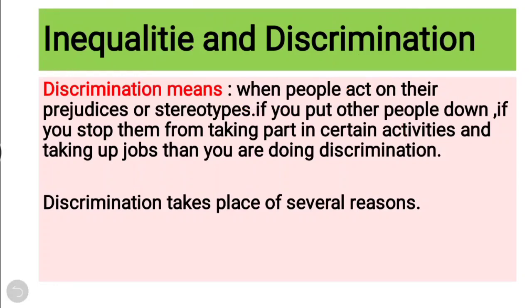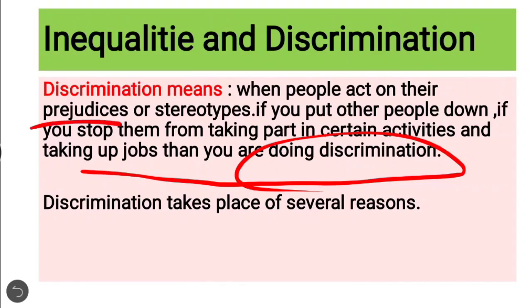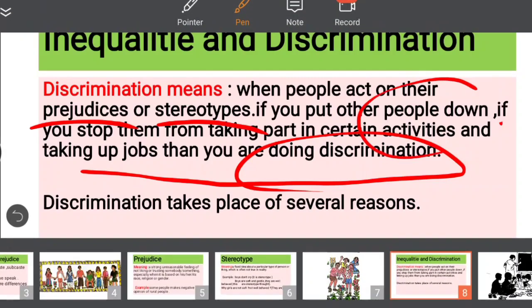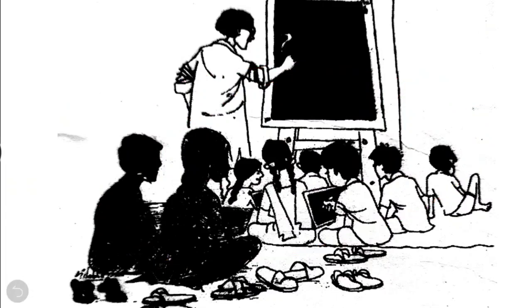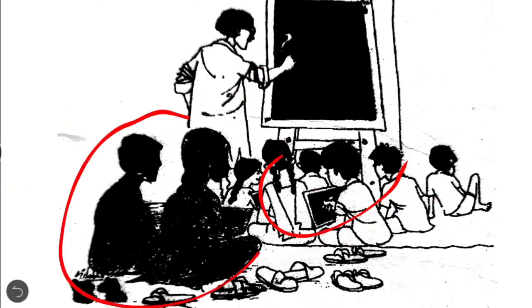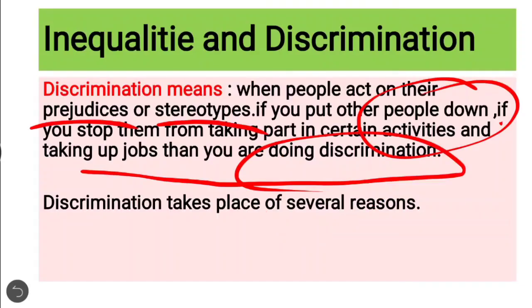Okay, so I will read the definition for you. When people act on their prejudice or stereotype, if you put other people down, if you stop them taking part in certain activities and taking up jobs, then you are doing discrimination. It means that you are following the prejudice, the stereotype, and you are putting down that person. Here the image shows that the teacher or the students are putting down other students, not allowing them to sit together. You are putting down that person's thought or identity, and you are creating discrimination.